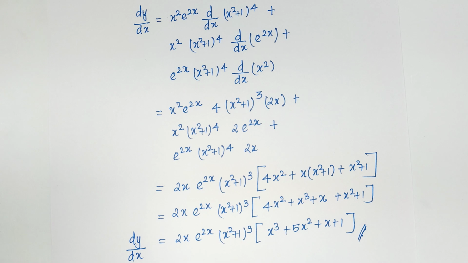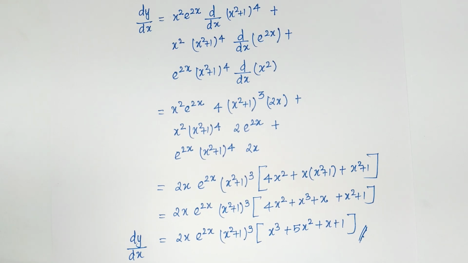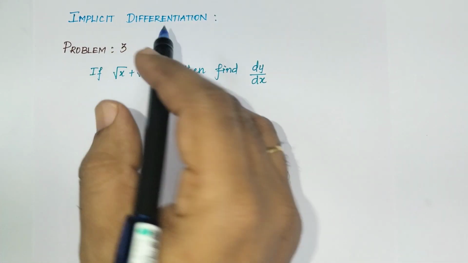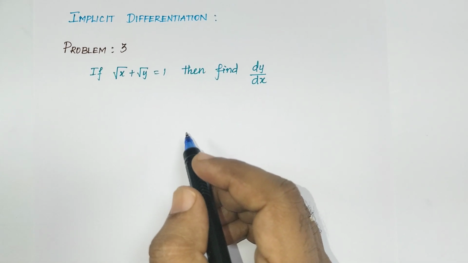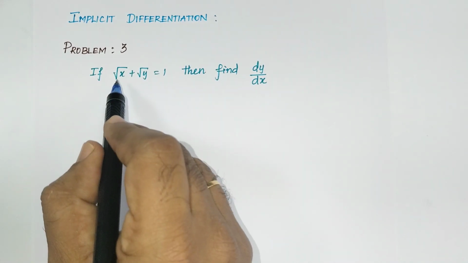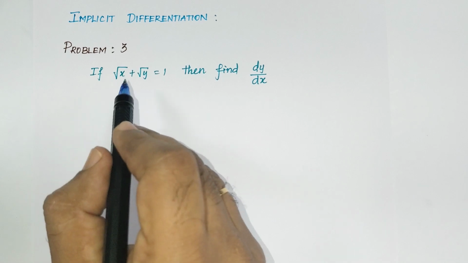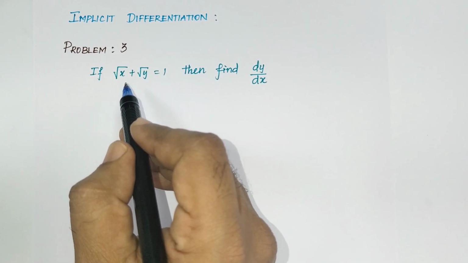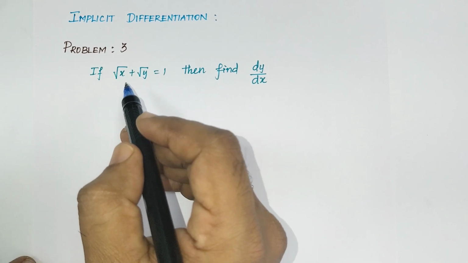This one is an important one. They may ask in 4 mark or sometimes in 2 mark. Okay, important one. So next, problem number 3, implicit differentiation. Implicit differentiation is nothing but in your equation you will have both x and y, that's called an implicit equation. If you are having x and y in the same equation, that equation is called an implicit equation.